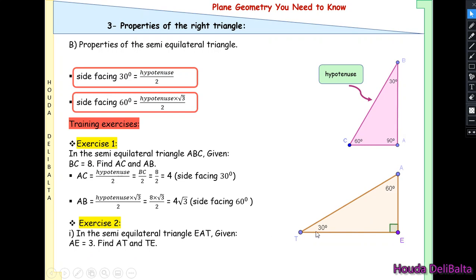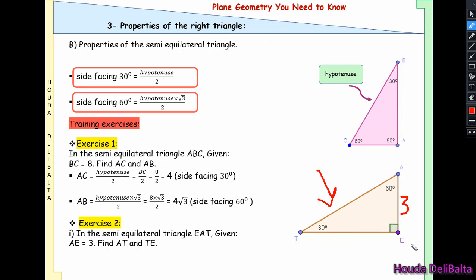Here is the 30 degrees angle, here is the 60 degrees, and here is the right one. So where's the hypotenuse? The hypotenuse is AT. We have AE. So what do we have? We have the side facing 30. It's equal to 3. So AE, the side facing 30, is equal to 3. I have to calculate the hypotenuse AT, and then I'm going to calculate the side TE.